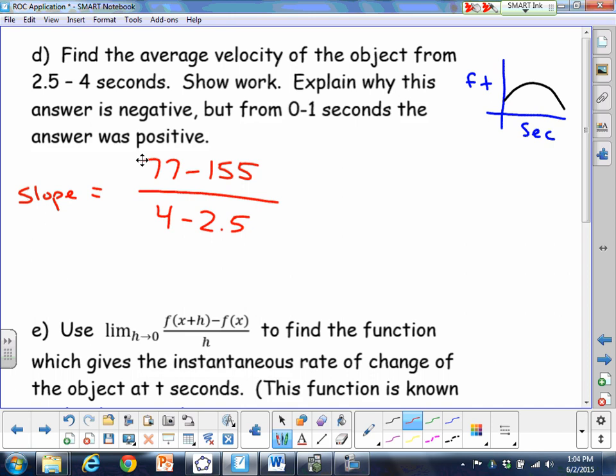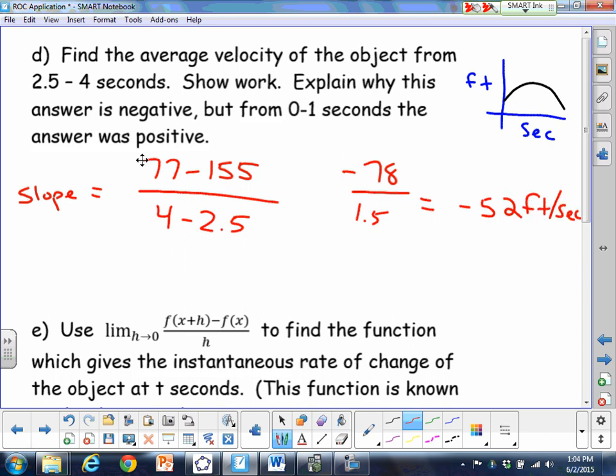So it looks like we're going to get up top, doing the subtraction, negative 78 and a 1.5 on the bottom. And when we do the division, it looks like around negative 52 feet per second. Okay, so that would be our velocity.